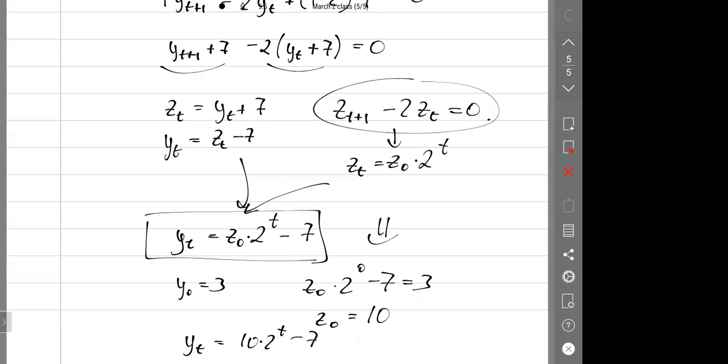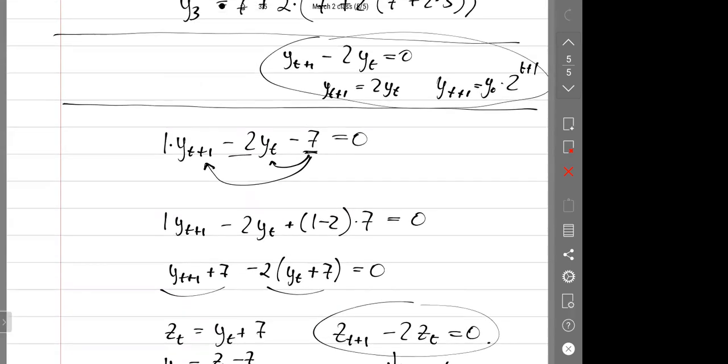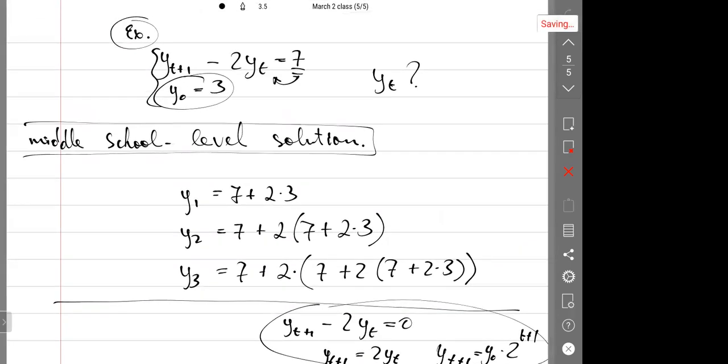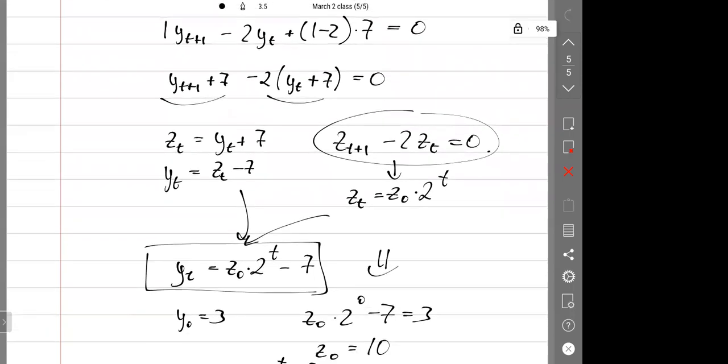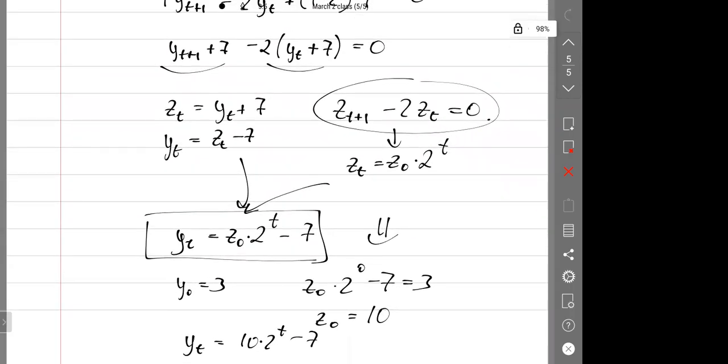So what if t equals 0? What happens? If t is 0, y_t will be 10 minus 7, which is 3. Yes, it should be 3. If t is 0, we will have 3 in our formula. That's okay.